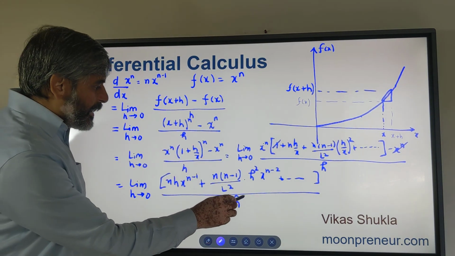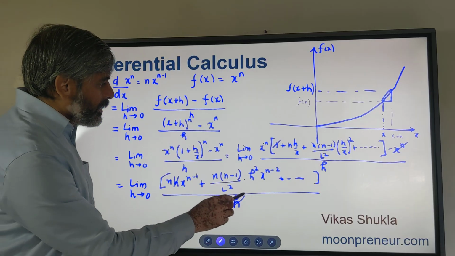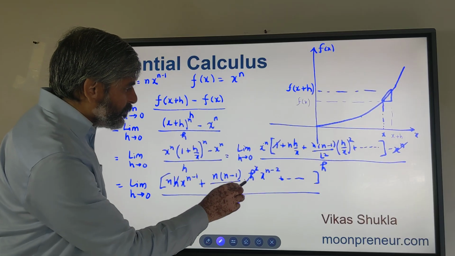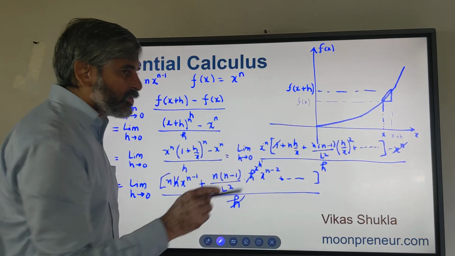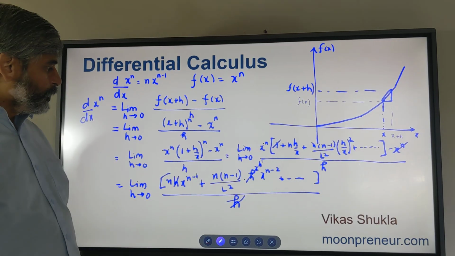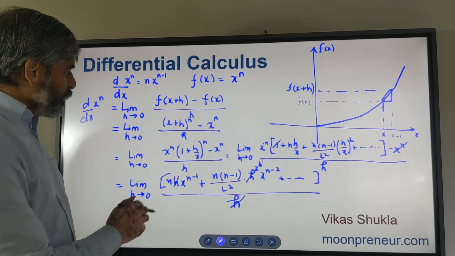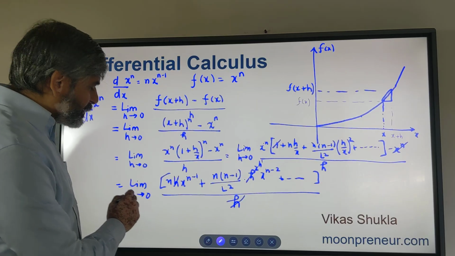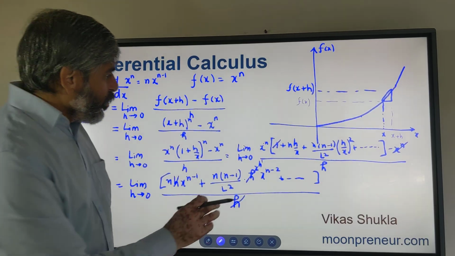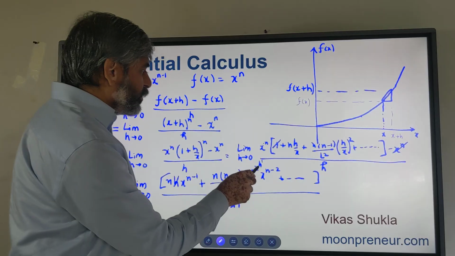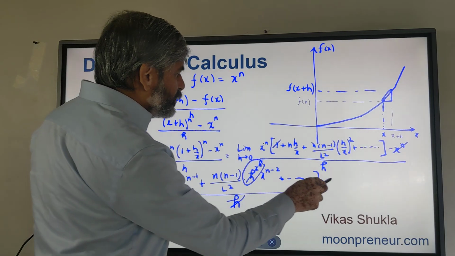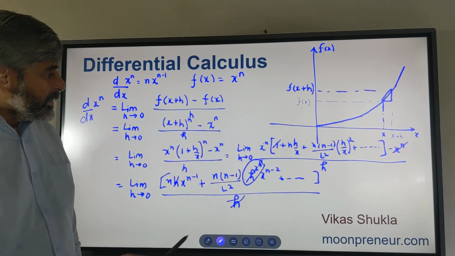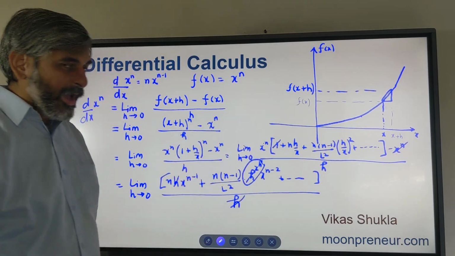Now from here h gets cancelled out. From here this h will cancel out and become h to the power of 1, and in the next one h to the power 2, and so on. At this point, you can see that as h tends to 0, all these terms will go to 0, because we have an h term in each one of them, and the first term has some significant value.